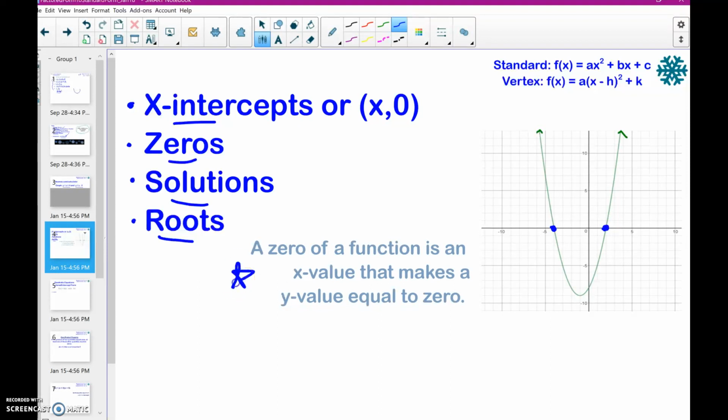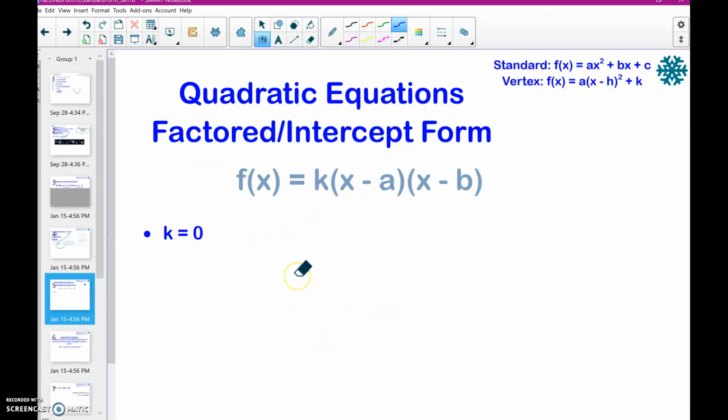And if you want a definition of what a zero of a function is, I have that here. A zero of a function is an x value that makes your y value equal to 0. So again, we're looking for what numbers would result in a 0 for our y value, because we know that if we have a 0 for our y value, then we're going to find our x-intercept, or x comma 0, whatever that x is.